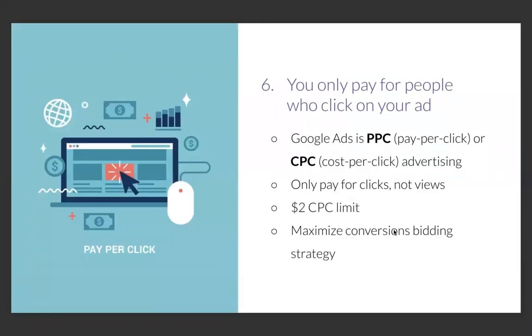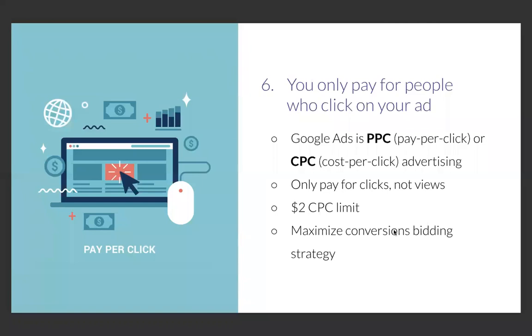Number 6, you only pay for people who click on your ad. So in comparison to social media or other paid efforts where you pay for views, with this method, you only pay per click. Anytime someone actually clicks on the ad is the only time you pay. You're not paying for people to see your ad and not act on it. You're only paying when people actually click and go to your website. That's what we call a CPC, cost per click. So you're only paying for clicks, not views.